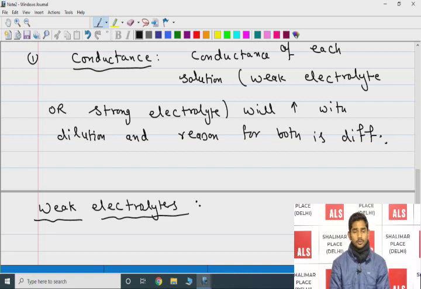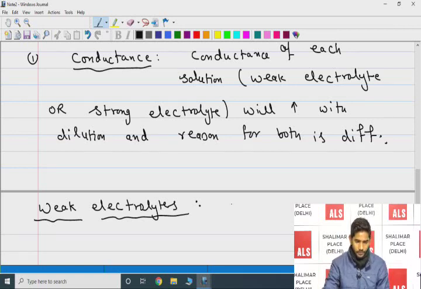Just because on dilution alpha increases, with increase in volume the number of ions will increase, due to which conductance will also increase. So this is the reason for the weak electrolytes. I hope it is clear to everyone. If not, you can please ask me.